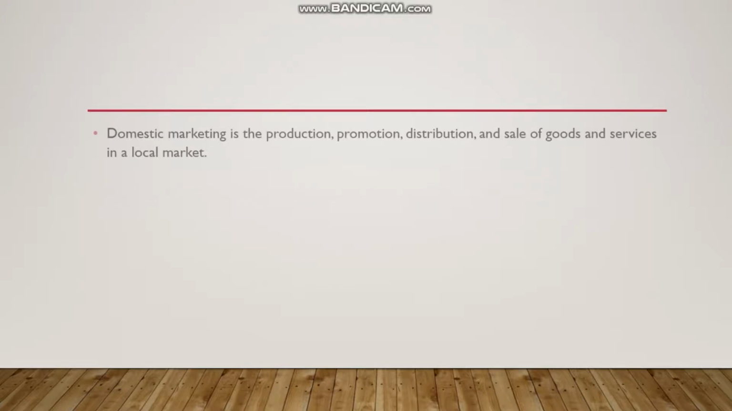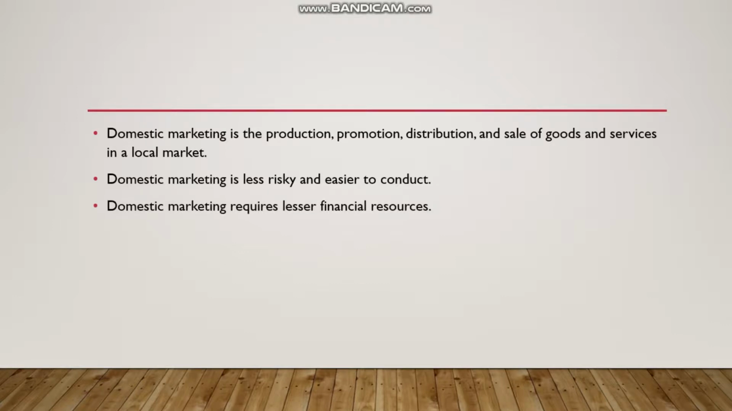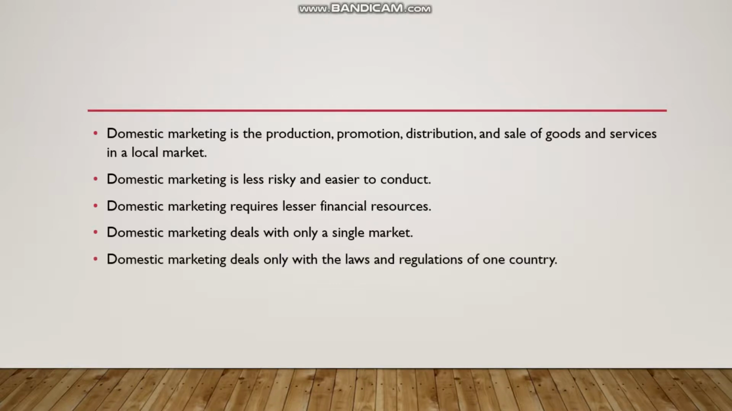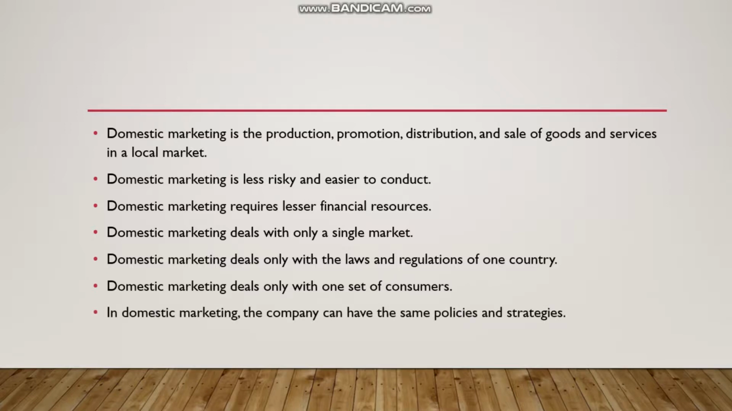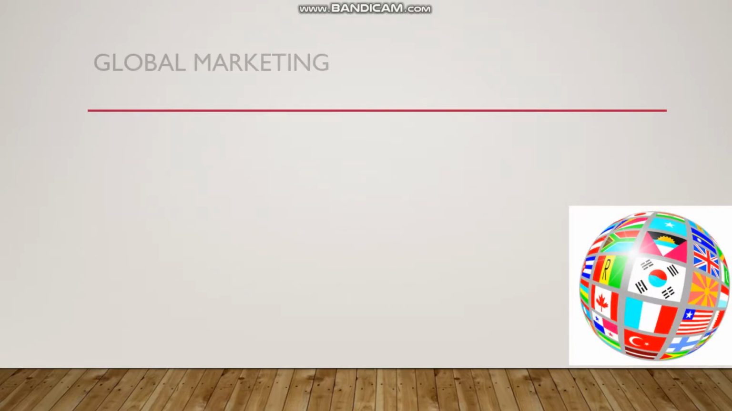So, what are the factors under domestic marketing? Domestic marketing is the production, promotion, distribution, and sale of goods and services in the local market. Domestic marketing is less risky and easier to conduct. Domestic marketing requires lesser financial resources. Domestic marketing deals with only one single market. Domestic marketing deals only with the laws and regulations of one country. Domestic marketing deals only with one set of consumers. In domestic marketing, the company can have the same policies and strategies.